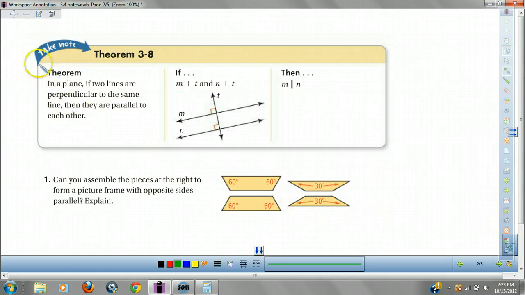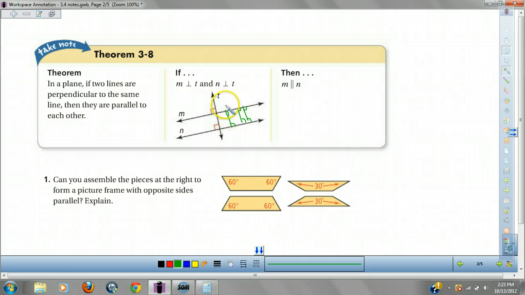Here's theorem 3.8 for you guys. In a plane, if two lines are perpendicular to the same line, then they are parallel to each other. So if M is perpendicular to T and N is perpendicular to T, then they're parallel. Again, think about train tracks. If you draw your train tracks, and each one of these is 90, you know that those train tracks are going to be parallel.